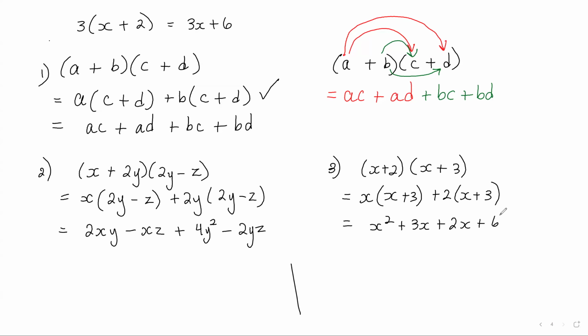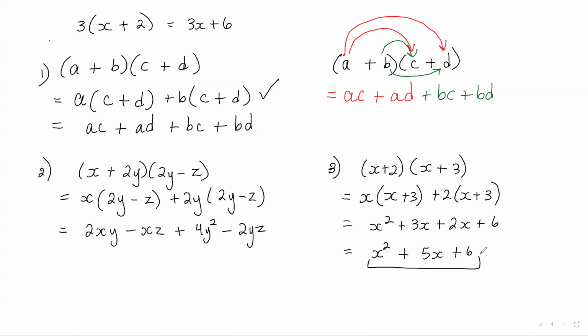Now I can group like terms here because you have two terms in x, so we could add those together. So x squared will remain by itself because there is no other term in x. And we have 3x plus 2x, which will give me 5x plus 6.